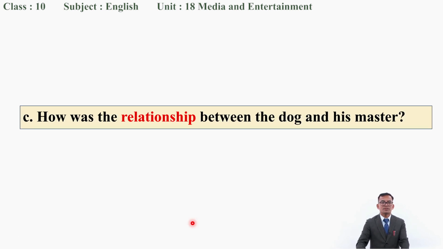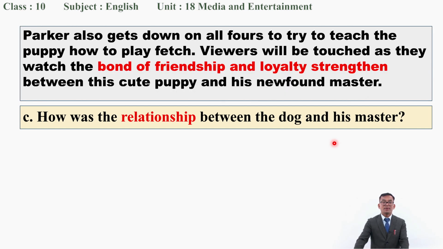Okay, what about this question? How was the relationship between the dog and its master? How question? It's looking for the process. How was the relationship? Please read this part of the text. You'll find your answer. What kinds of relation was that? Bond of friendship and loyalty strengthened between the cute puppy and his newfound master. Yeah? How's the relationship? You're right.